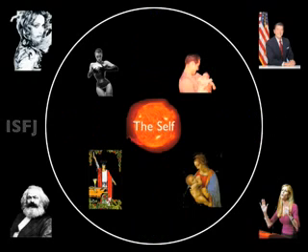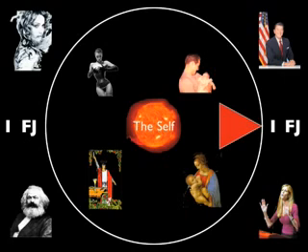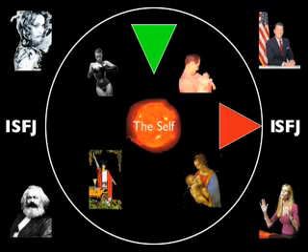ISFJ. Primary function is introverted. Primary extroverted function is judgmental, thinking or feeling, which means thinking or feeling is a secondary function. And here it's feeling. Primary function is introverted, and it's going to be intuition or sensation. And here it's sensation. And so on.